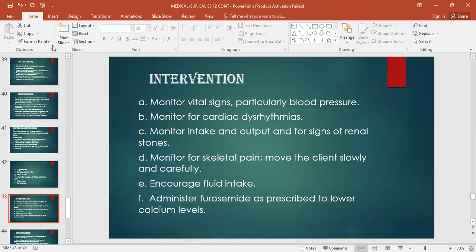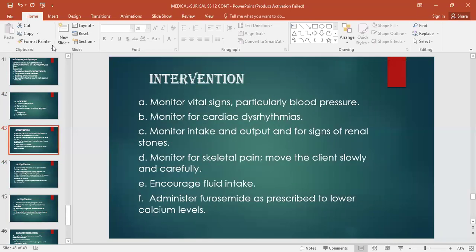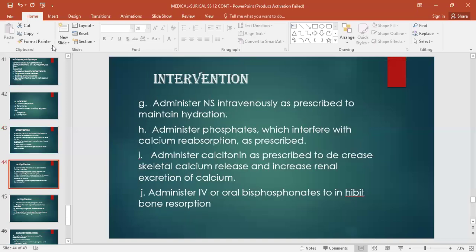Administer furosemide as prescribed to lower the calcium level. We spoke about furosemide yesterday, that it doesn't spare any electrolyte. So it is furosemide that will help us to what? To flush it out. Then administer normal saline intravenously as prescribed to maintain hydration. Administer phosphate because the phosphate level of this patient is low, unlike in hypoparathyroidism. And this phosphate interferes with what? Calcium reabsorption.